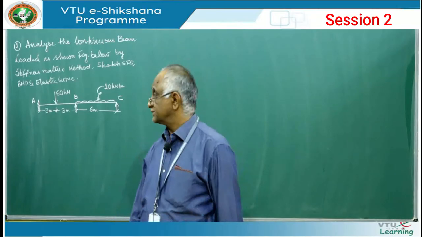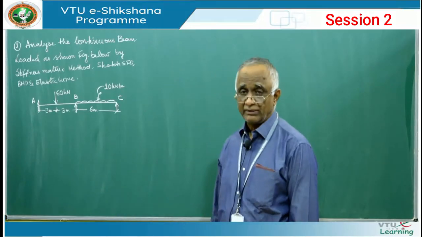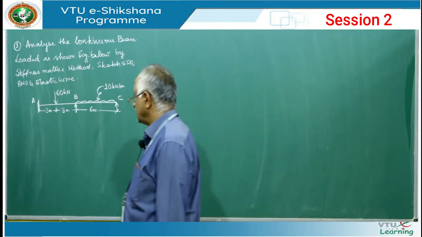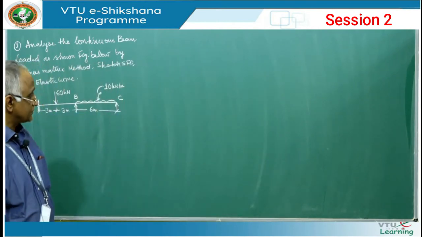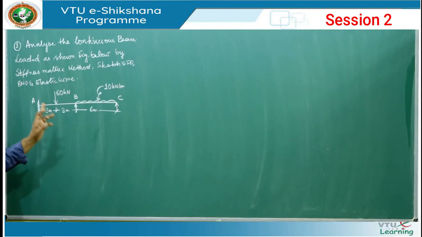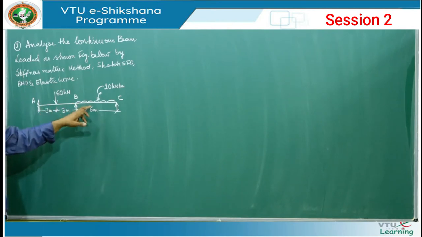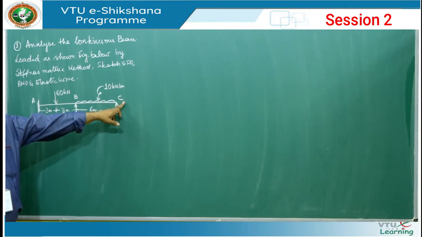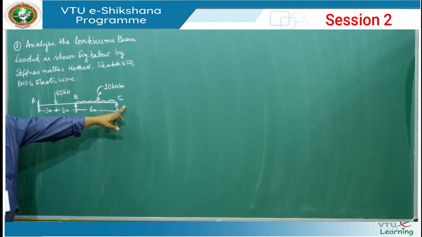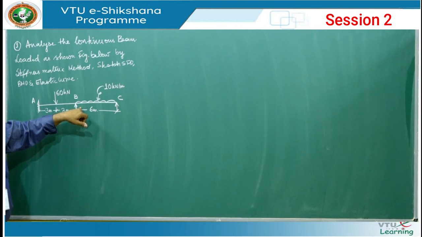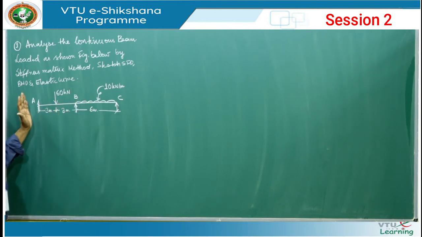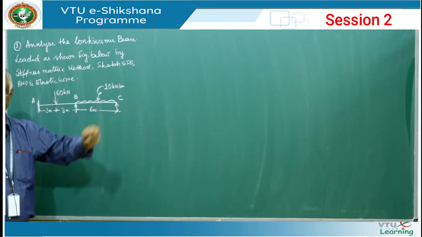Let us take a simple problem to solve by the matrix method. I have taken a continuous beam with only two spans. A is fixed, B is a support where the beam is continuous, and support C is at the end. Since the beam is continuous, B will be treated as a rigid joint, and A and C are supports.